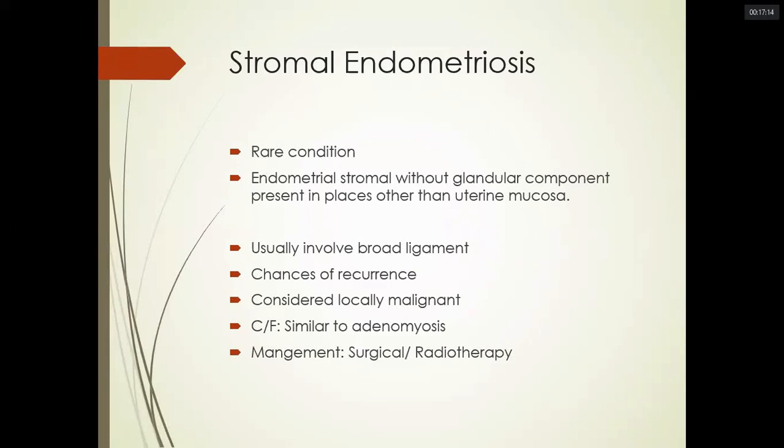So there is another term called stromal endometriosis. It is a rare condition. Here, endometrial stromal tissue without a glandular component is present in places other than the uterine mucosa. It usually involves the broad ligament. Chances of recurrence are there, so it is usually considered locally malignant. The clinical features are similar to adenomyosis, and management is surgical if the family is completed, and radiotherapy if the patient wants to preserve the uterus. Thank you.